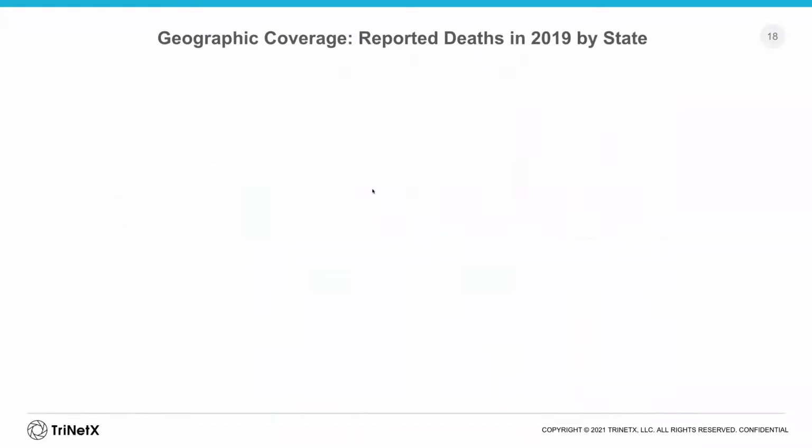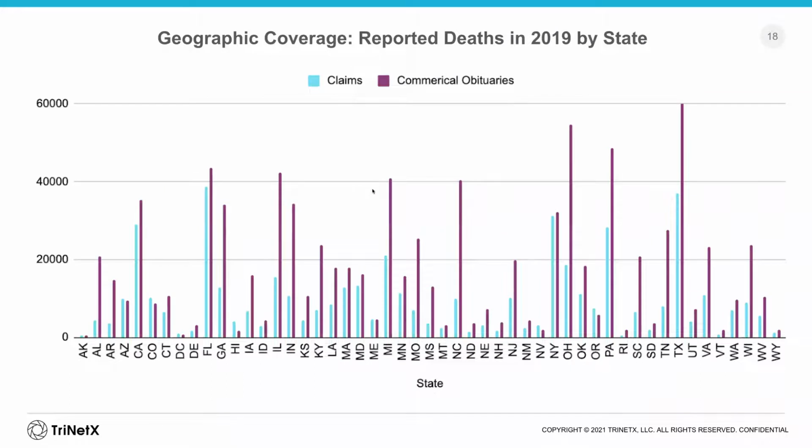Next slide. Another attribute we look at is geographic distribution of the data. And I recognize this might be a little bit small to see, but here you can see the number of records available per state in 2019. And the distribution is pretty similar amongst our sources, where the commercial obituaries are just many more.